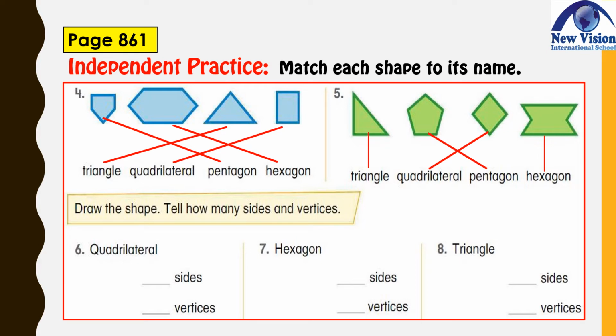Here, draw the shape. Tell how many sides and vertices. Quadrilateral. How many sides? There are 4. Vertices. There are also 4 vertices. Hexagon. How many sides? Vertices. Triangle. How many sides? Vertices. Are your answers correct? Excellent.